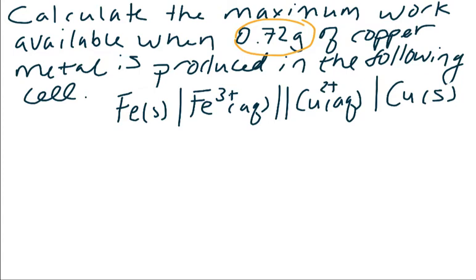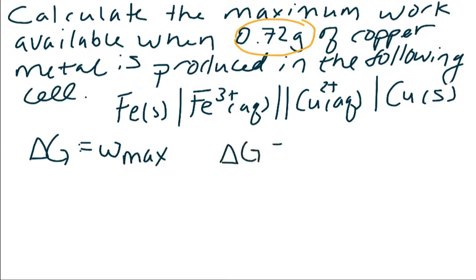the reaction. So in this example, we want to calculate the maximum work available when 0.72 grams of copper metal is produced in the following cell, where we have iron turning into iron 3 ions and copper 2 ions turning into copper solid. Now remember from chapter 18 that Gibbs free energy, delta G, is equal to the work max. We're going to use the same equation, and also remember that delta G, now that we're talking about electrochemical cells, is equal to the number of moles times Faraday's constant times the cell potential.